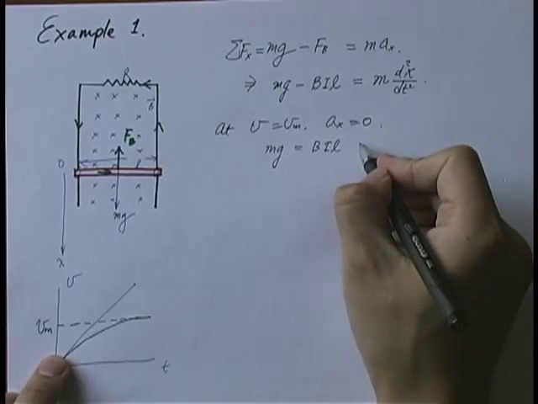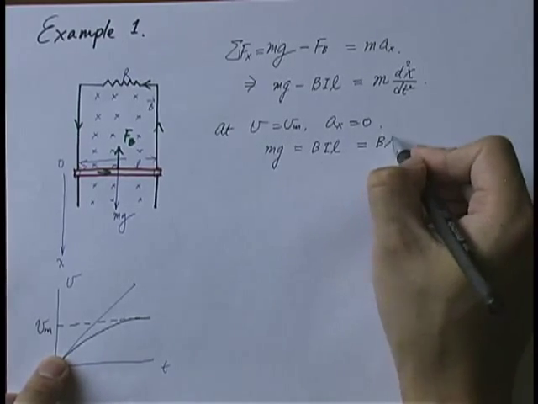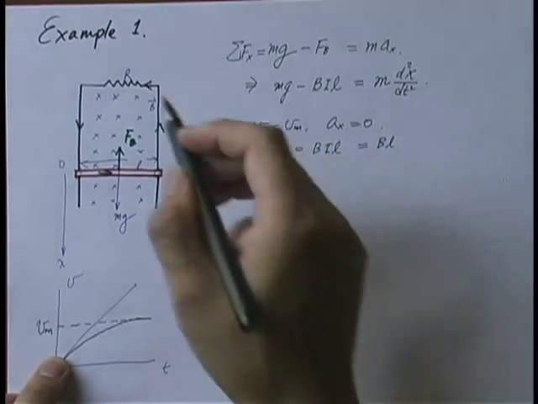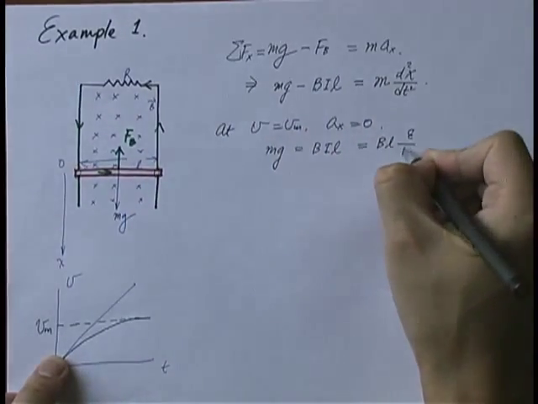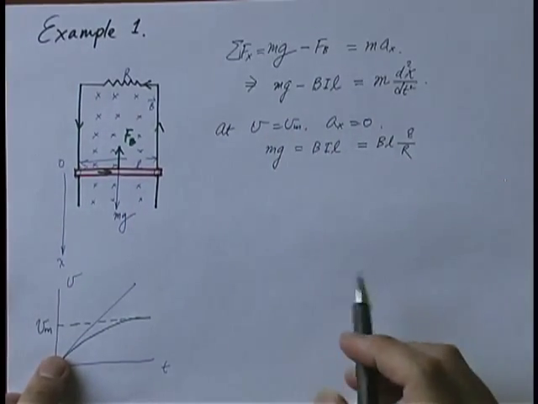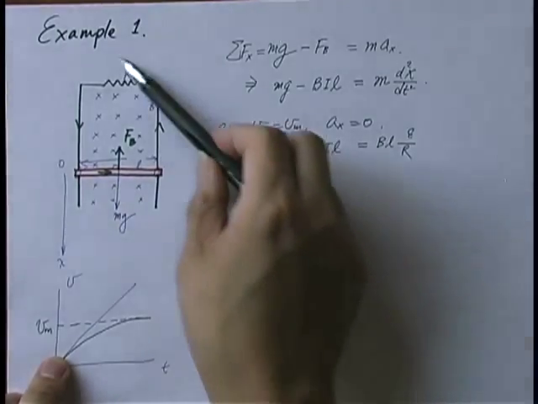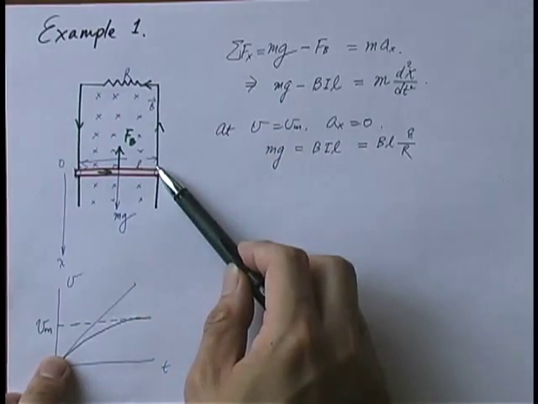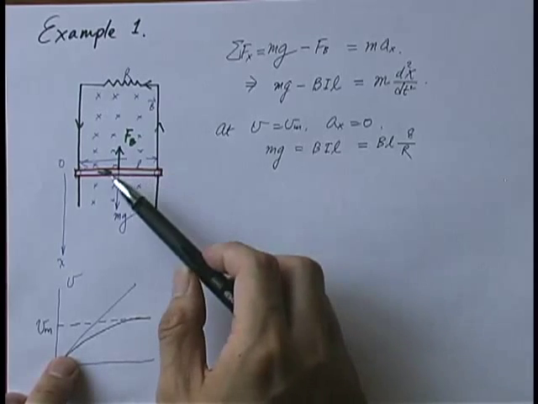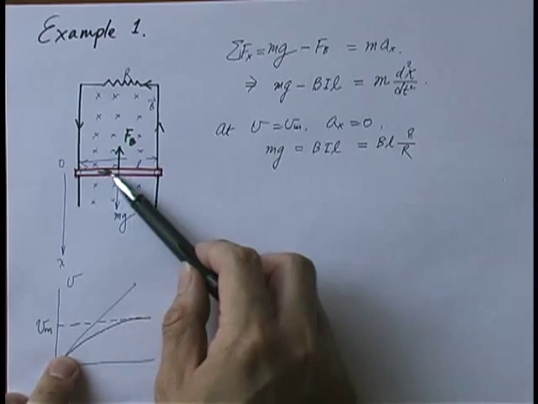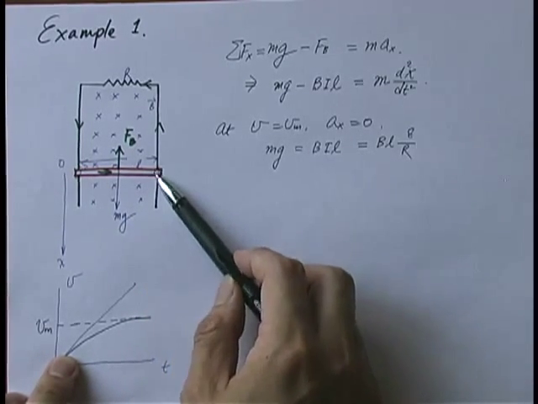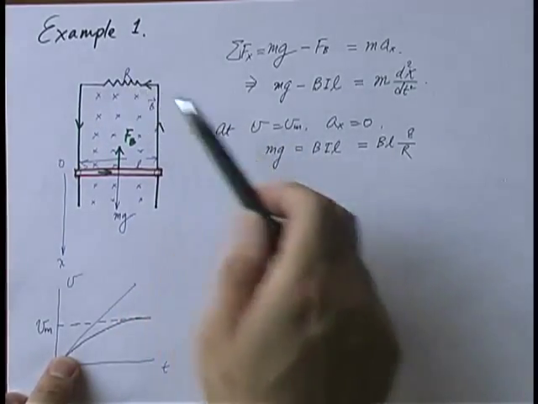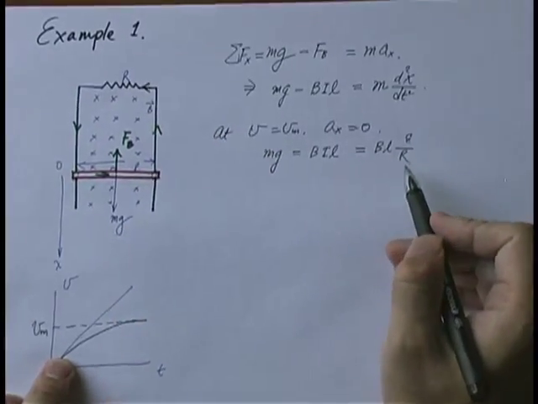But wait a minute. I know what I is. I is, I'm going to copy B and L. I is EMF over R, isn't it? Ohm's law, right? Look at this circuit. It's really just powered by a battery. It's not a real battery, but it behaves just like a battery. Okay, this bar behaves like a battery. It drives a current I through a resistor R. Therefore, I is epsilon over R, right?